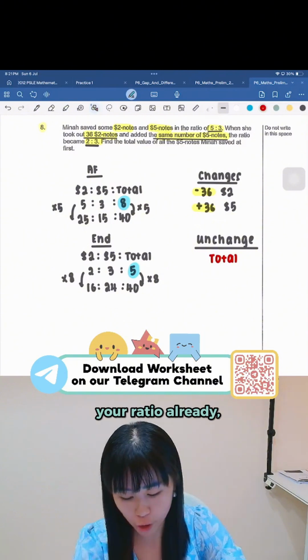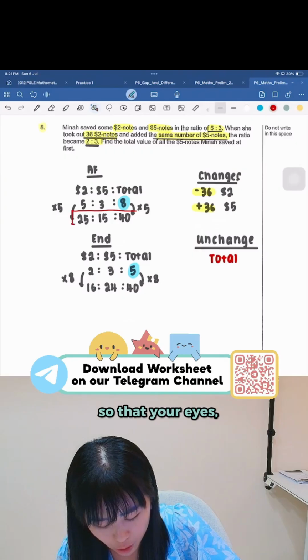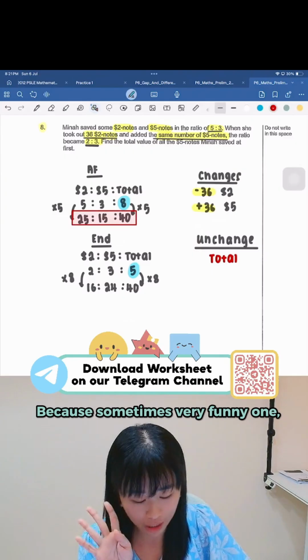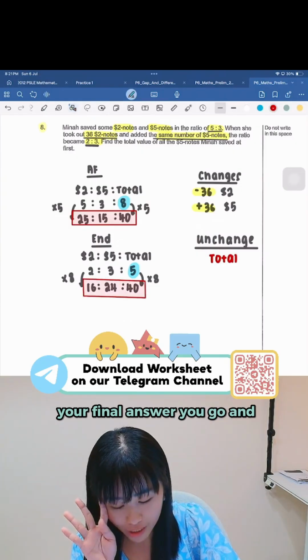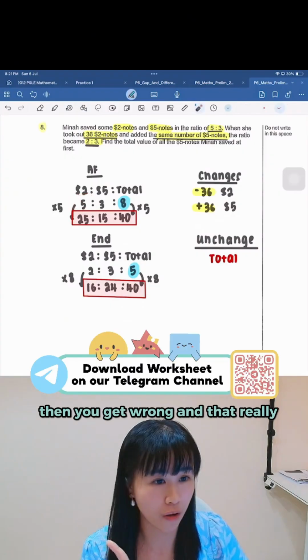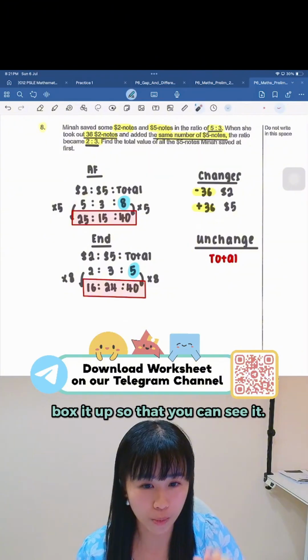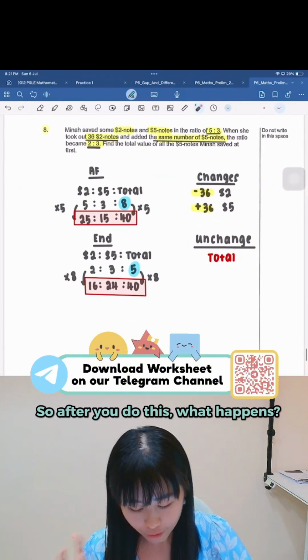Once you change your ratio, I always recommend you box up the last ratio here so that your eyes will only look at the last ratio. Because sometimes, very funny, you already changed the ratio, but then for your final answer you go and look at the original ratio, then you get it wrong. That really happened to a lot of students. That's why I always tell our students, box it up so that you can see it, and you prevent careless mistakes right there. So after you do this, what happened?